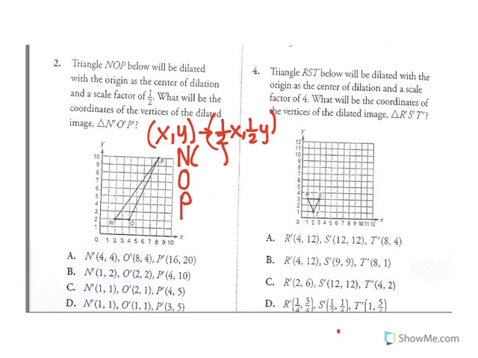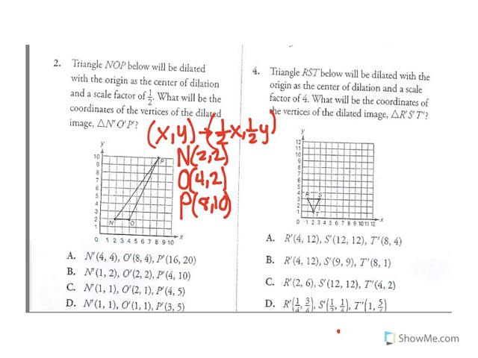So my original coordinates for N would be 2, 2. O would be 4, 2. P would be 8, 10. So you're going to take each of these and you're going to multiply by 1/2. So do 1/2 times 2, 1/2 times 2, 1/2 times 4, 1/2 times 2, 1/2 times 8, 1/2 times 10. If you can't see what 1/2 times each of these coordinates is, you can come over to the side and do the math.